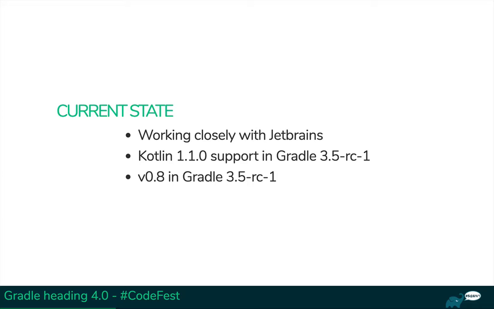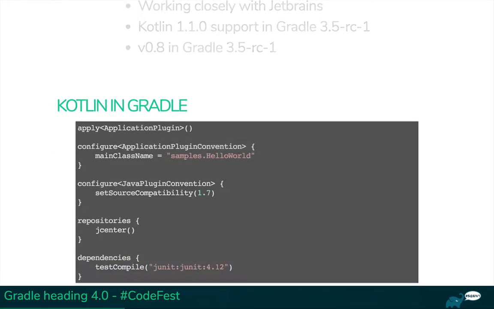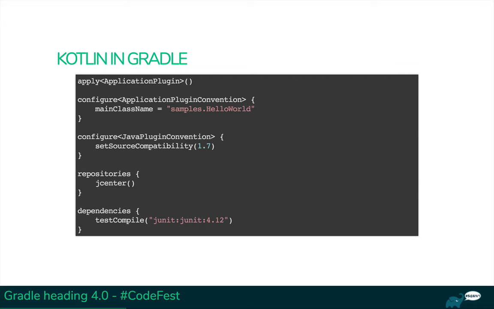So, a quick overview of the current state, still working closely with the JetBrains guys. Kotlin 1.1 support is in the latest release candidate of Gradle, which is necessary to get that good IDE support. Otherwise, you needed to patch your IntelliJ. Version 0.a of what we call Gradle Script Kotlin is in the latest release candidate, so you can expect the release pretty soon. And that's how it looks. For those of you who are familiar with Groovy build scripts, it looks quite similar. You apply a plugin, you configure a convention, you declare your repositories and your dependencies, and you're set.